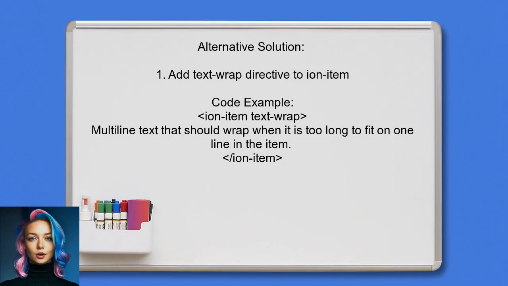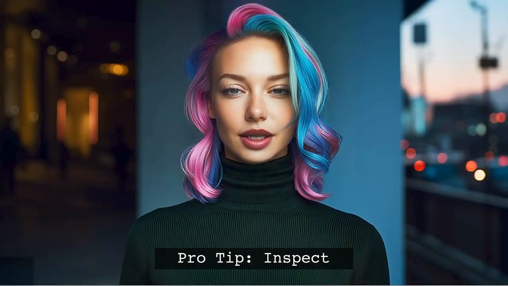An alternative solution provided by another user is to use the text wrap directive. By adding this directive to your Ion item, you can ensure that multi-line text wraps properly when it exceeds the available space. Here's the tip I promised.